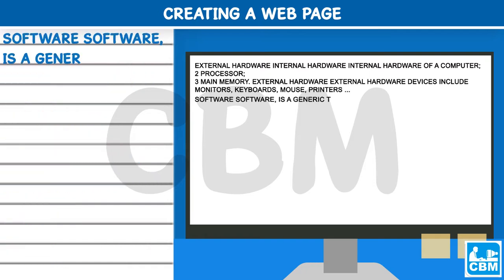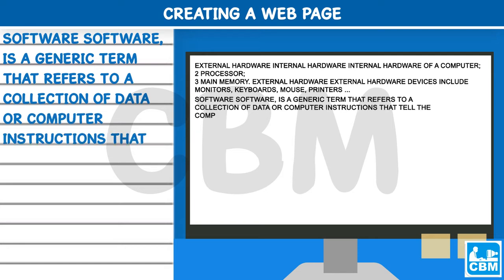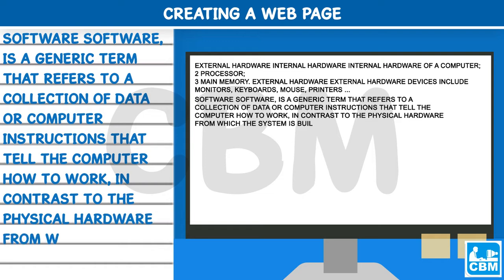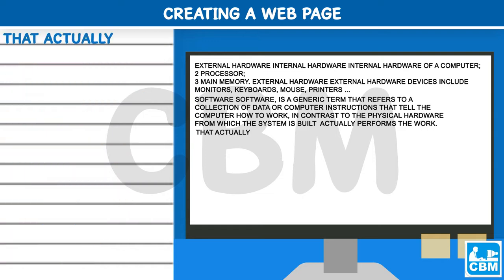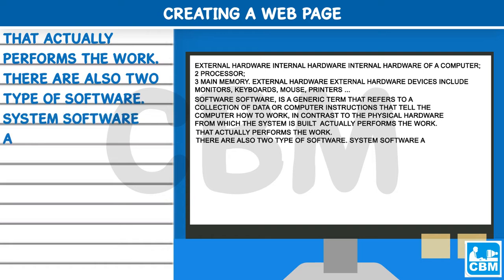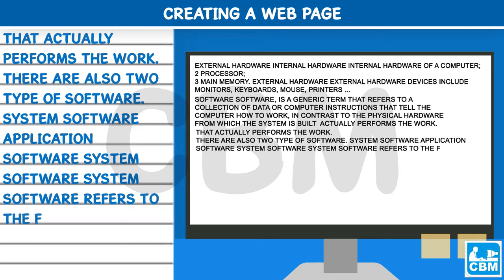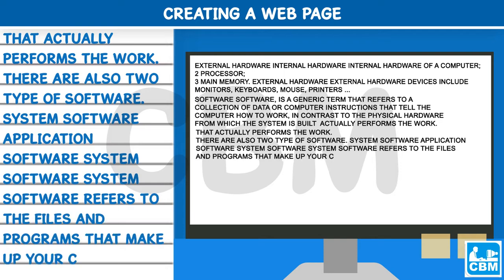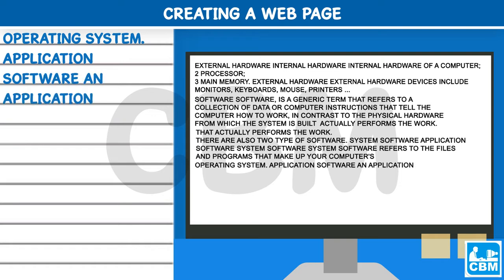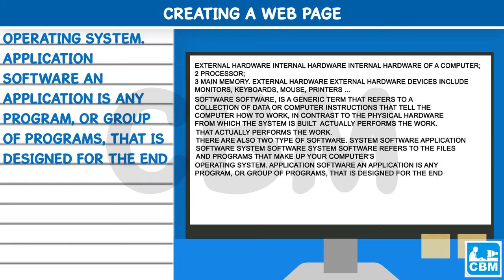Software is a generic term that refers to a collection of data or computer instructions that tell the computer how to work, in contrast to the physical hardware from which the system is built, that actually performs the work. There are also two types of software: system software, application software. System software refers to the files and programs that make up your computer's operating system. Application software. An application is any program or group of programs that is designed for the end user.